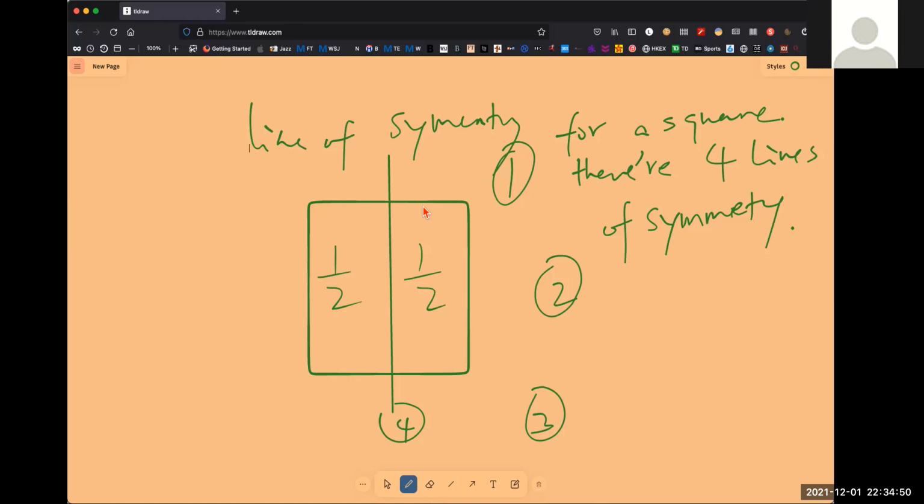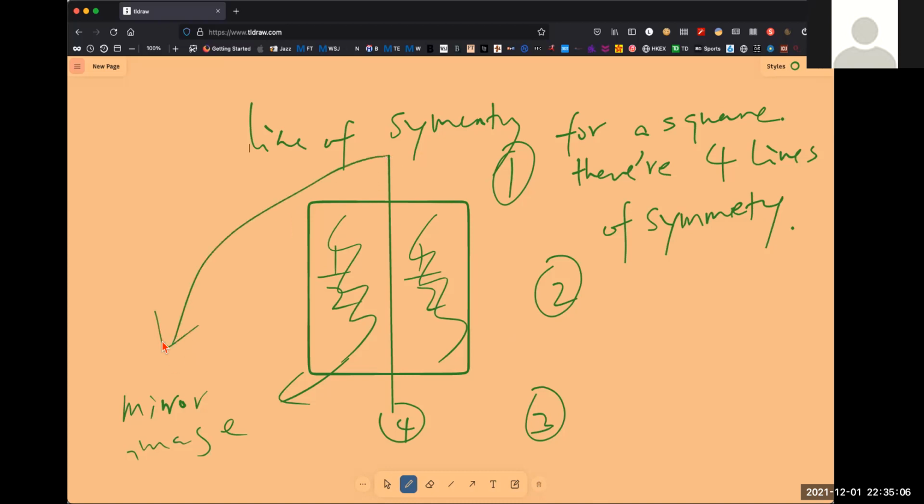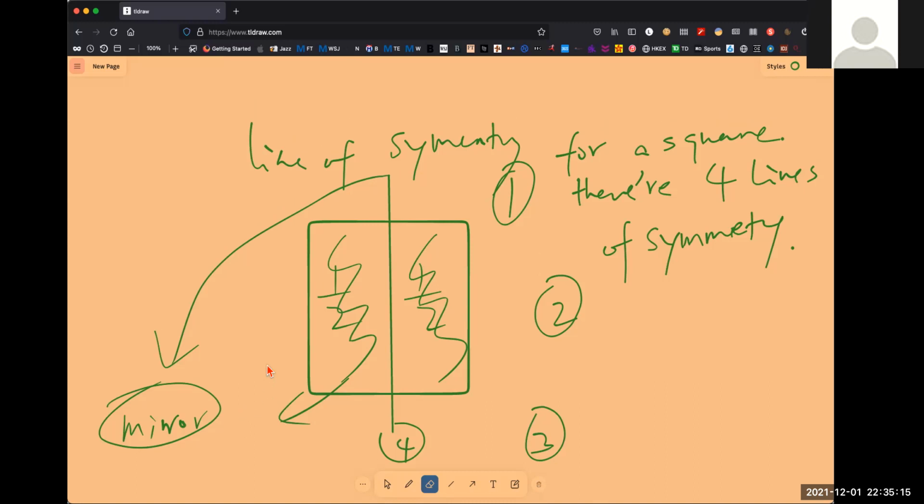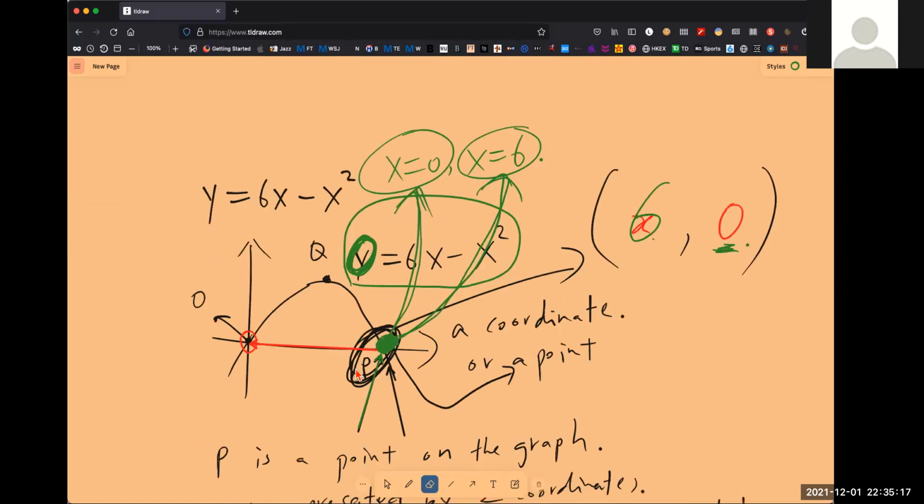Okay, so it's a mirror image. Can you see that this part and this part, they are mirror image? So this line of symmetry acts like a mirror. Okay, so that's the line of symmetry. So now the question is a curve, which is this curve.